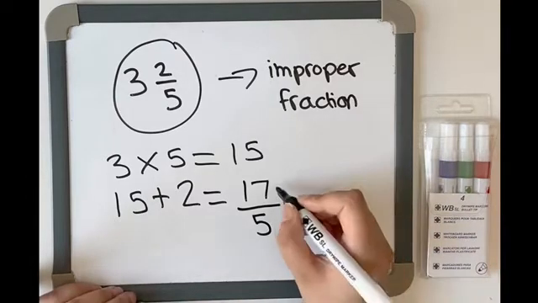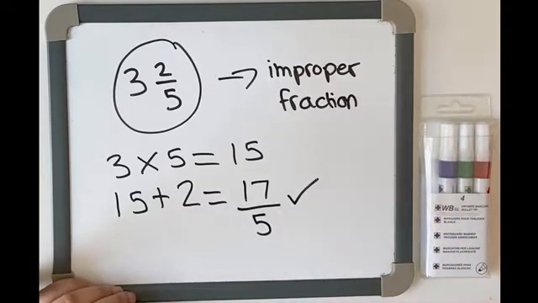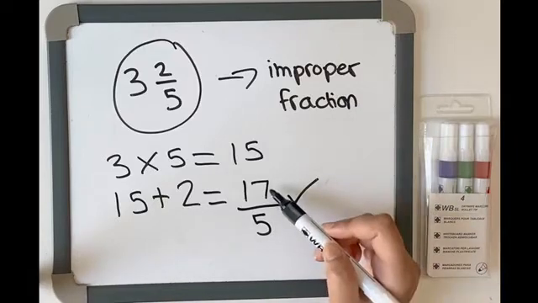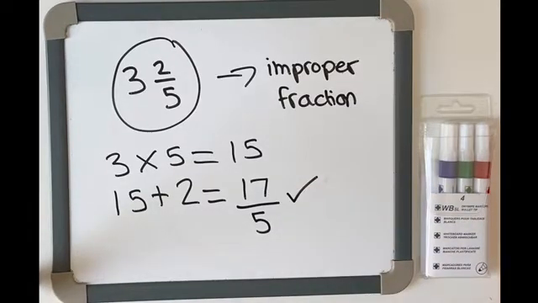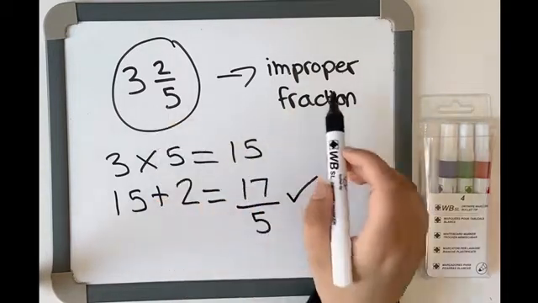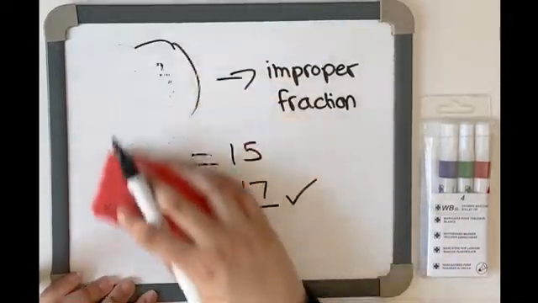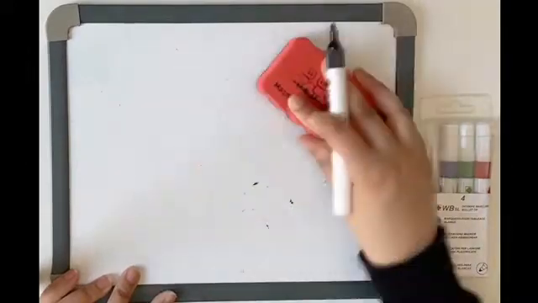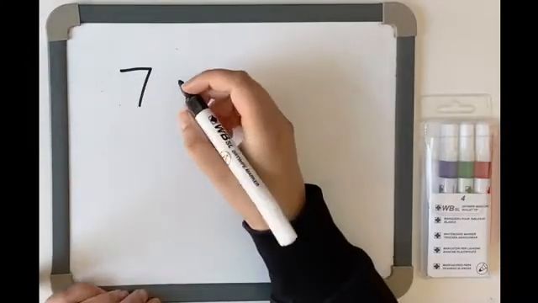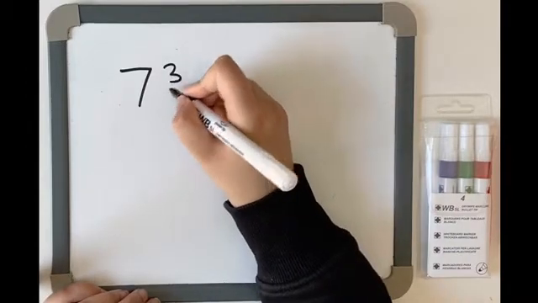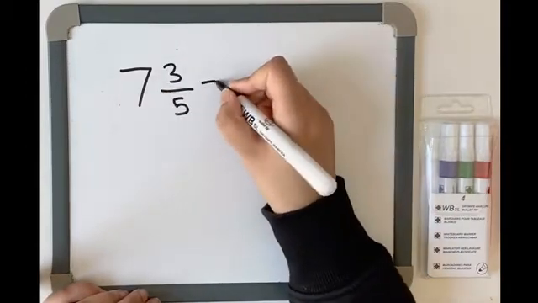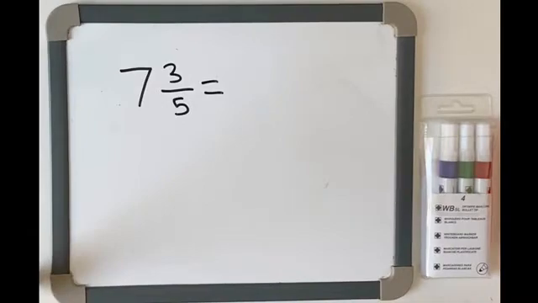And as you can see, that is an improper fraction because our numerator is larger than our denominator. This is how you convert a mixed number into an improper fraction. Let's have a go at another example. Seven 3/5. We're going to convert that into an improper fraction.